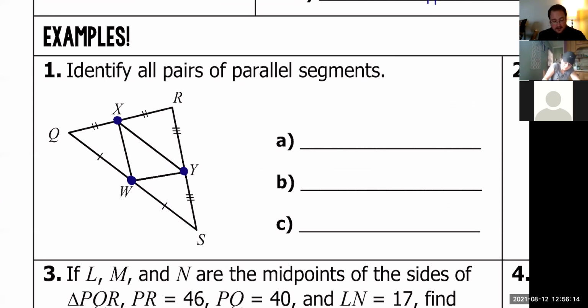Now, what it's asking us to do is identify pairs of parallel segments. And to do that, each mid-segment is parallel to the side for which it's not touching a midpoint. So I'll do the first one here. XY is connecting the midpoints of QR and RS. The side it's not touching is QS. So the mid-segment XY is parallel to the third side QS. So XY is parallel to QS.